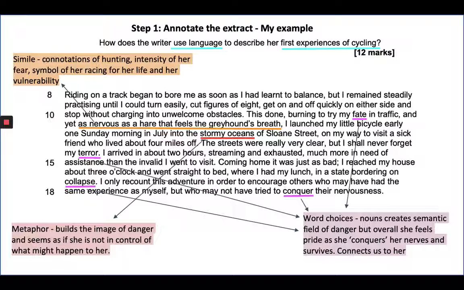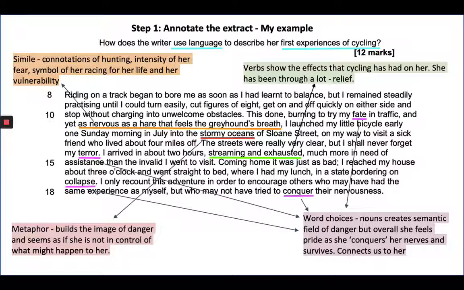So, an ocean has connotations of something wild, out of control, enormous. It can swallow you up. So that tells us that the streets she's trying to ride her bike in are enormous, wild, and they could swallow her up or destroy her. So I've not just said it's a metaphor, aren't I clever? I've talked about the effect. Why this metaphor? What does it show us?